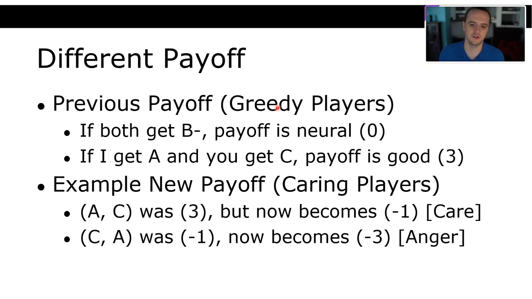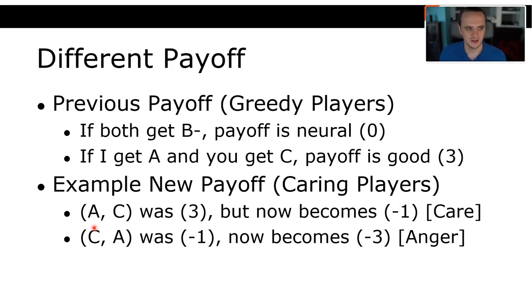But let's look at an example of a new payoff. So let's say that I get it. Let's say this is like my best friend or something like that, or my partner or whatever. If I get an A and they get a C, it was 3 before when I was greedy, but now I'm caring. So maybe I put a lot of value into my partner's grade, right? So maybe now that becomes like -1. I did well, but I really want them to do well as well.